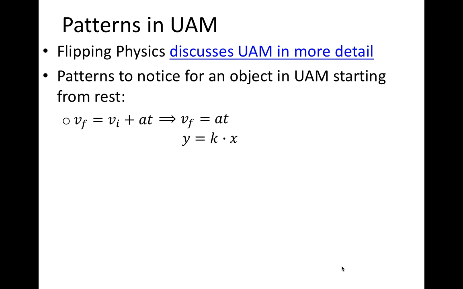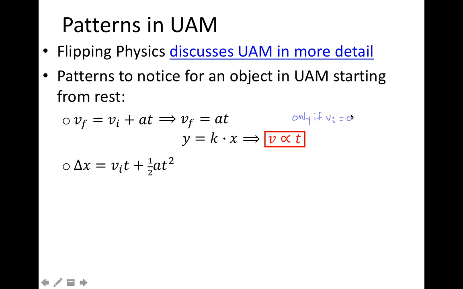And you should notice that this fits the pattern for a directly proportional relationship, where we have y equals some constant. Remember, the acceleration is a constant for uniformly accelerated motion, times x. And so this shows that the velocity is directly proportional to the time. And again, this is only if the initial speed and the initial velocity is zero. Only if the object begins from rest.